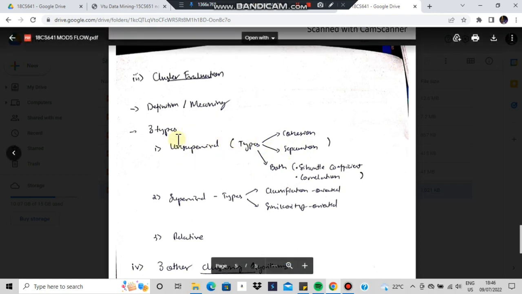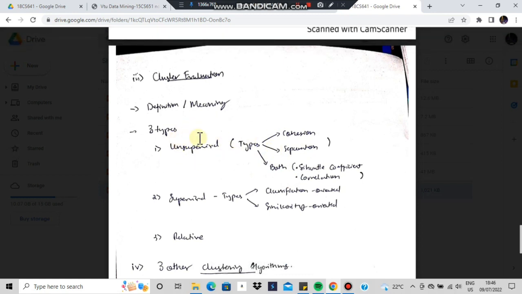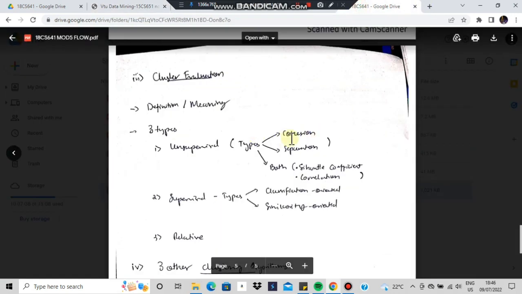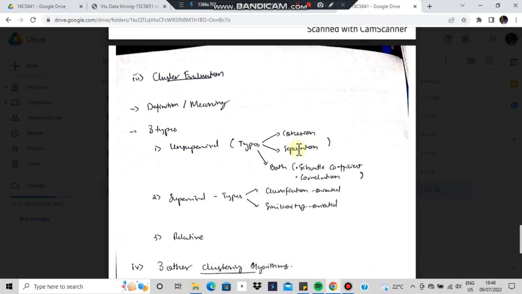So what basically is unsupervised? Unsupervised means we let the algorithm find the patterns. We give some data points and tell the computer to find out which are closer and which are dissimilar based on the criteria. There are three criteria: cohesion, which means closeness of objects; separation, the differences between objects; and both, where we use cohesion and separation together in the Silhouette coefficient and correlation. These are two ways of combining both and using them to form the clusters.